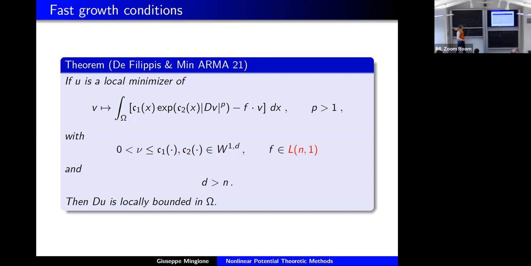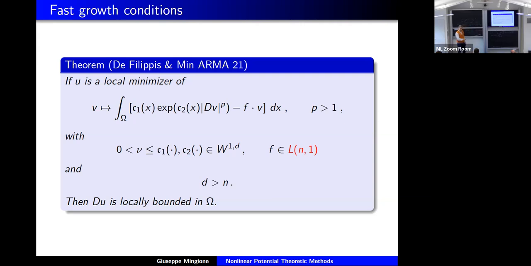What is the significance of the exponent? The exponential includes the power p. Sorry, I didn't see the parenthesis. Yes, exactly, take C1 and C2. And this is also optimal because it's in general false when d is equal to n, because the coefficients are not in the right space.